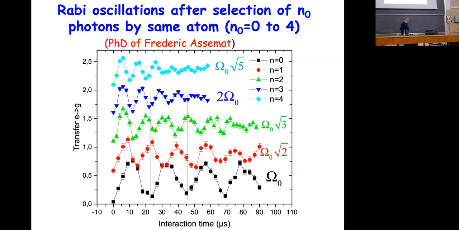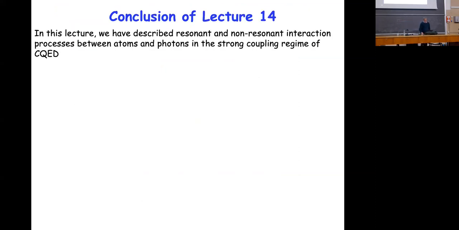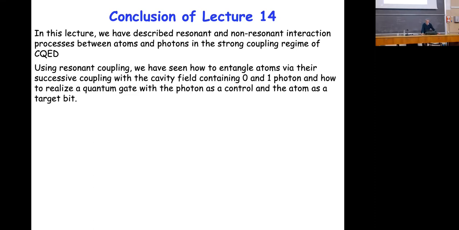So I will say a few words in conclusion of this lecture. I have described resonant and non-resonant interaction processes between atoms and photons in the strong coupling regime. In the case of resonant coupling, we have seen how to entangle atoms via successive coupling with a cavity field containing 0 or 1 photon, and how to realize a quantum gate with a photon as a control on the atom, the target bit.